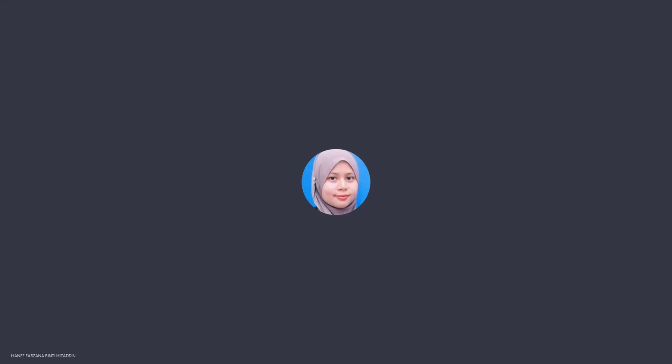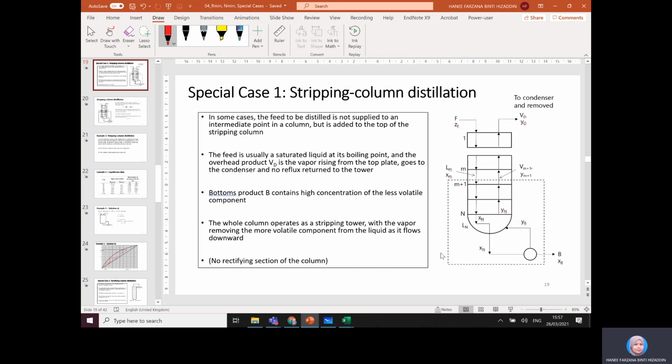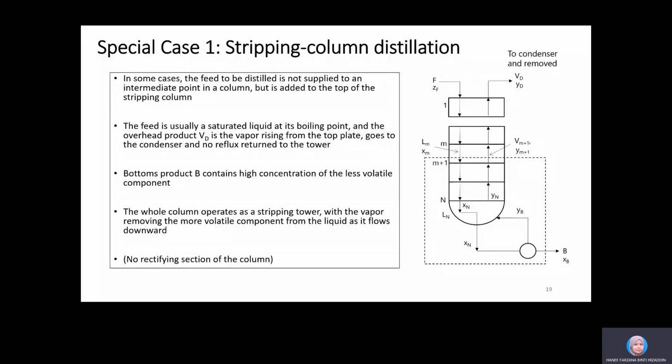Okay, so for the next part of the video, I'm going to cover several special cases in a distillation column, and what kind of modifications we should make in the material balance equation whenever we have these special cases. So let's have a look at the first special case, the stripping column distillation. Okay, so what is a stripping column distillation?